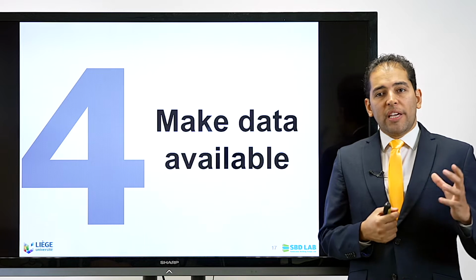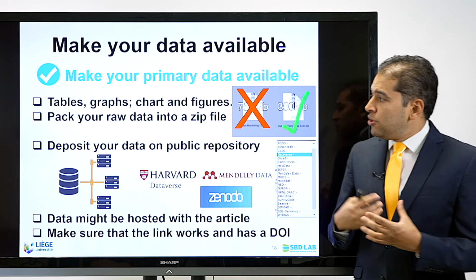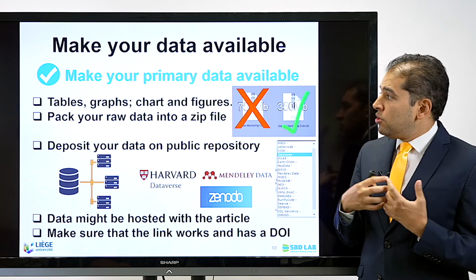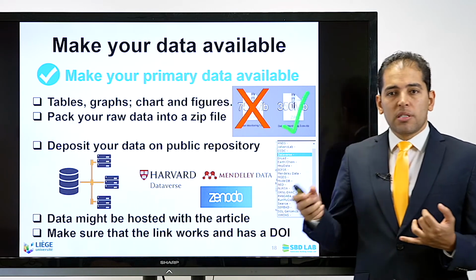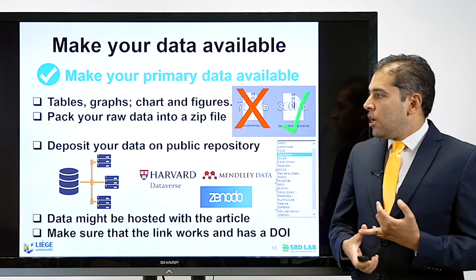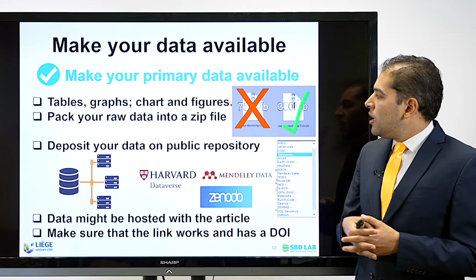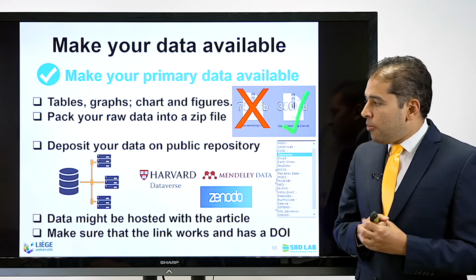now you can make sure to check how to make your data available. Now, in general, you need to make your data available in a primary format. So your primary data needs to be available like tables, graphs, figures. You have to pack everything in a zip file if possible. Don't leave it in huge formats, to make sure that it is compact.